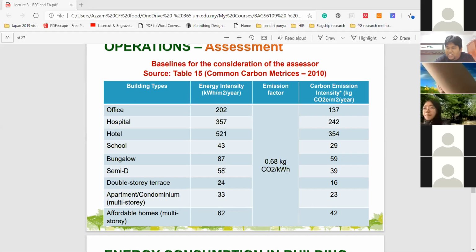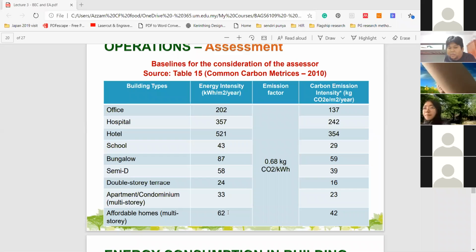This is the number which has been produced and used nationally. Somehow, the people living in multi-story flats, the DBKL flats, are using a lot more energy, three times more than those living in double-story terraces. So collectively it's more, right?